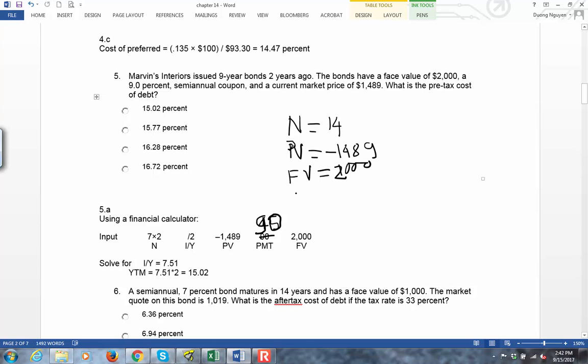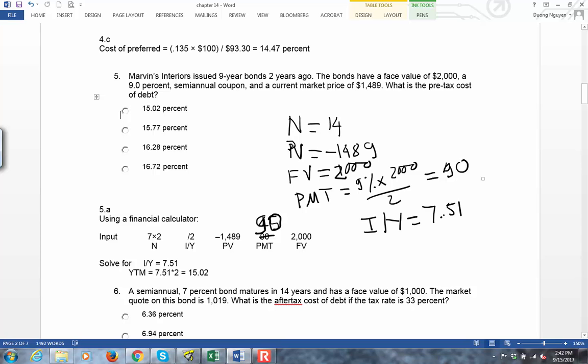So the payment should be equal to the 9% coupon times the face value of 2,000 over 2, and it is equal to $90. Alright, so you put everything in, you should be able to calculate the interest I is equal to 7.51%, but this is the interest only for 6 months. What we are looking for is the yield to maturity. So obviously it is 7.51 times 2, and equal to 15.02%. Okay.